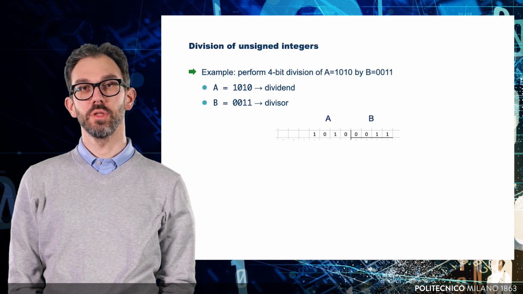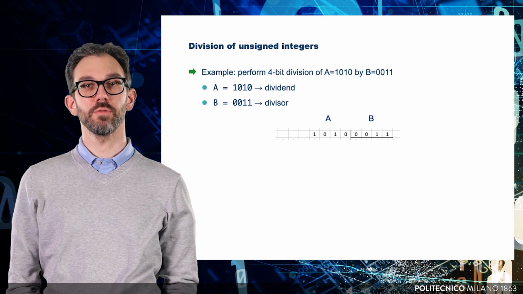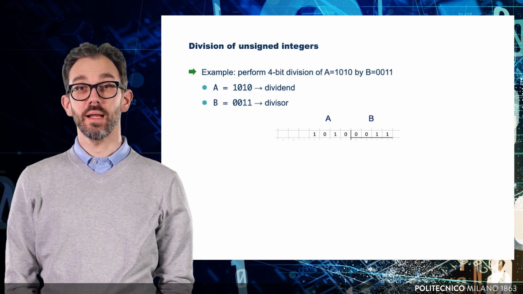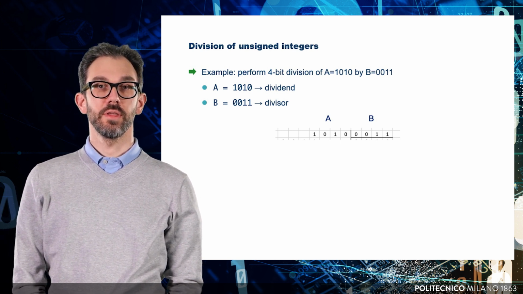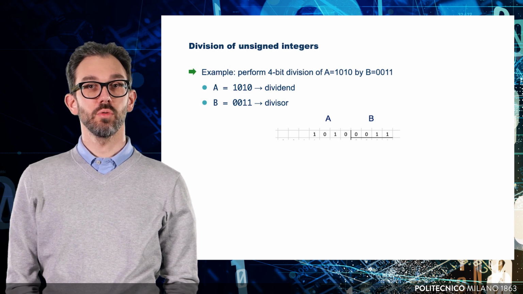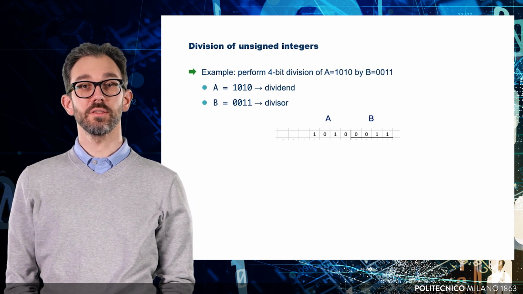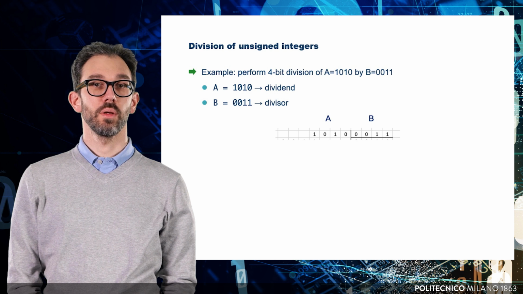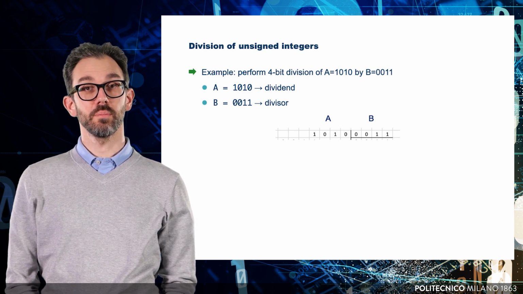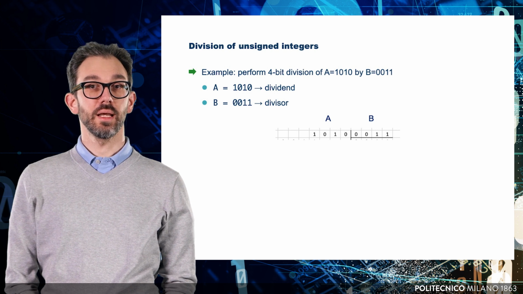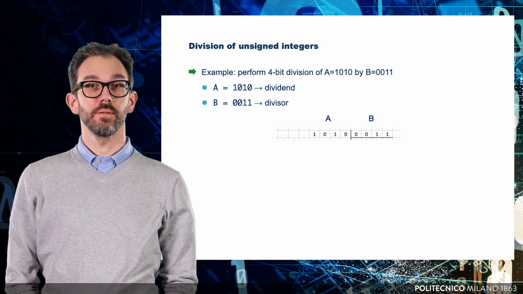In this video, we briefly overview the algorithm of the division of unsigned integers and the corresponding circuit architecture. As with division of decimal numbers, the binary version requires a sequence of comparisons and subtractions. Moreover, the operation between a dividend and a divisor, both on n bits, produces a result of n bits and a remainder that is also n bits.